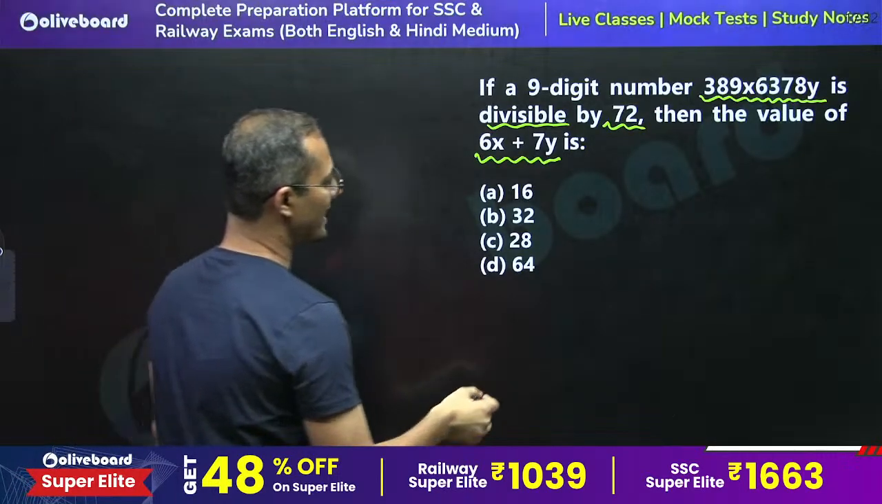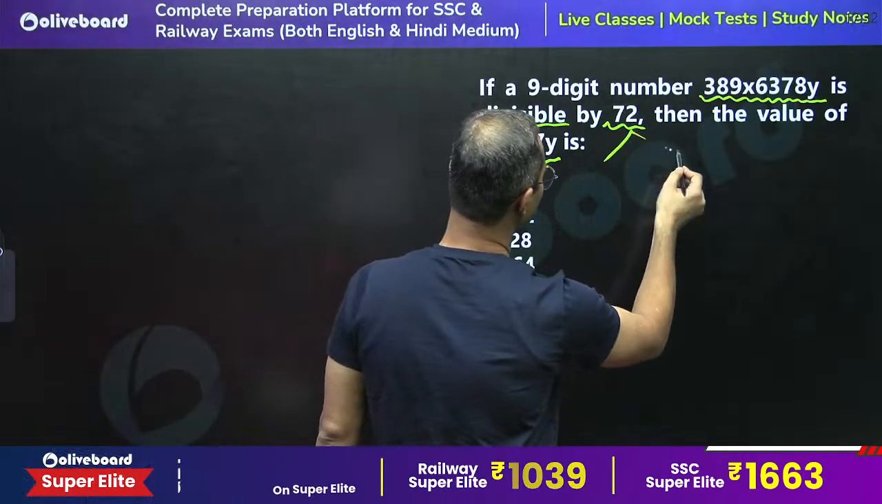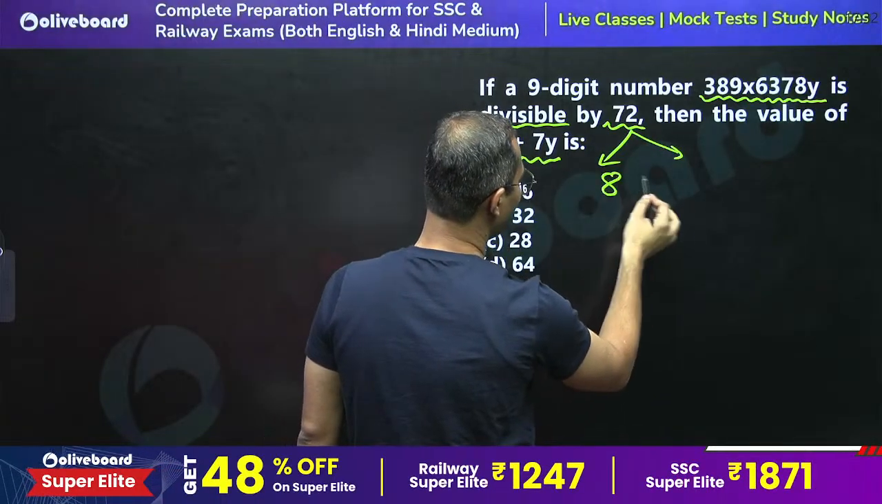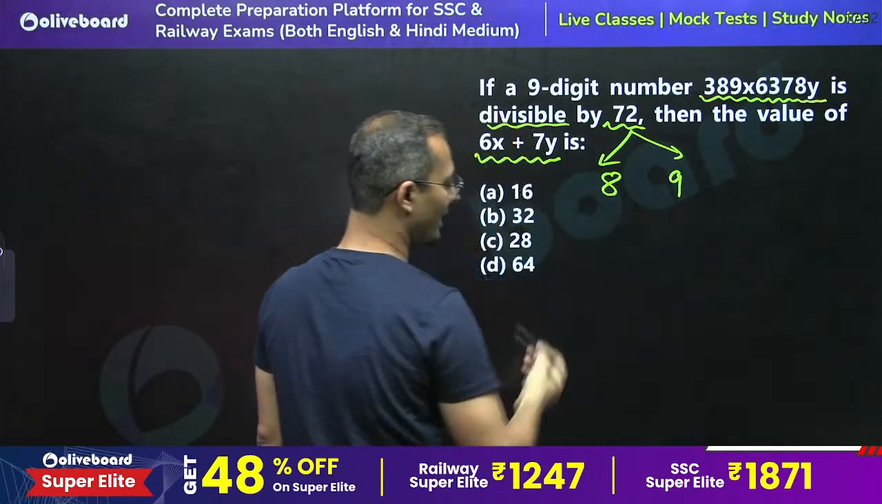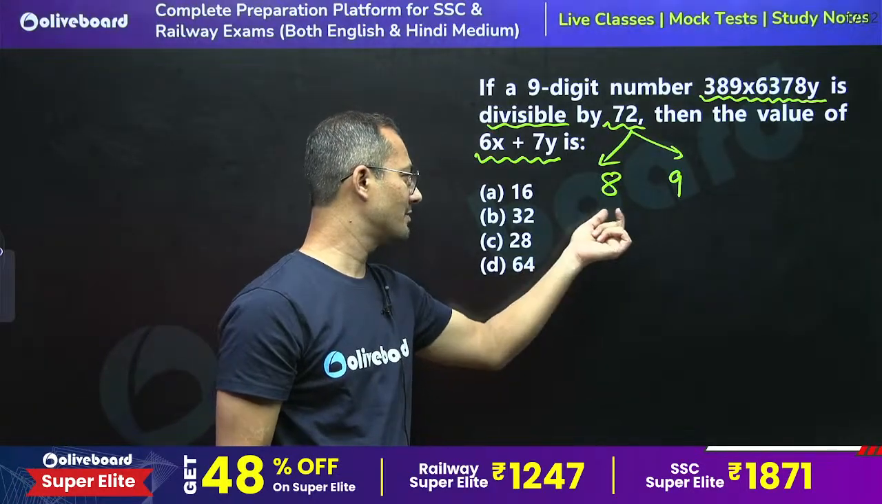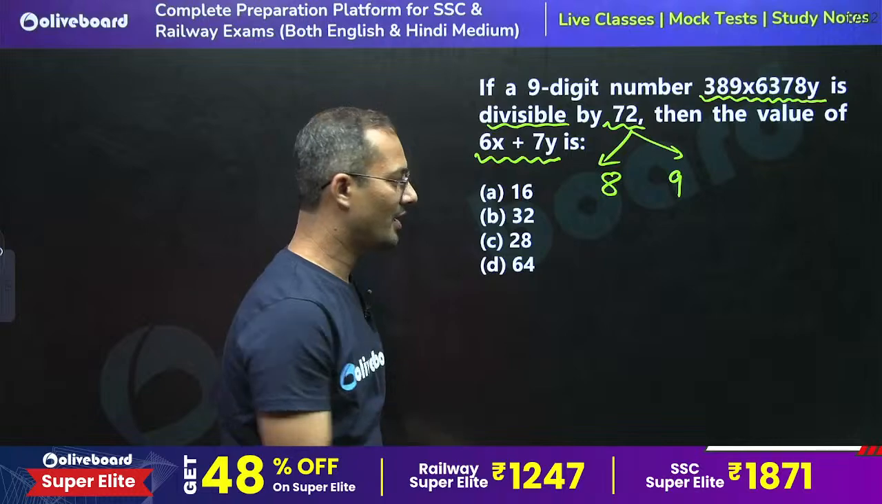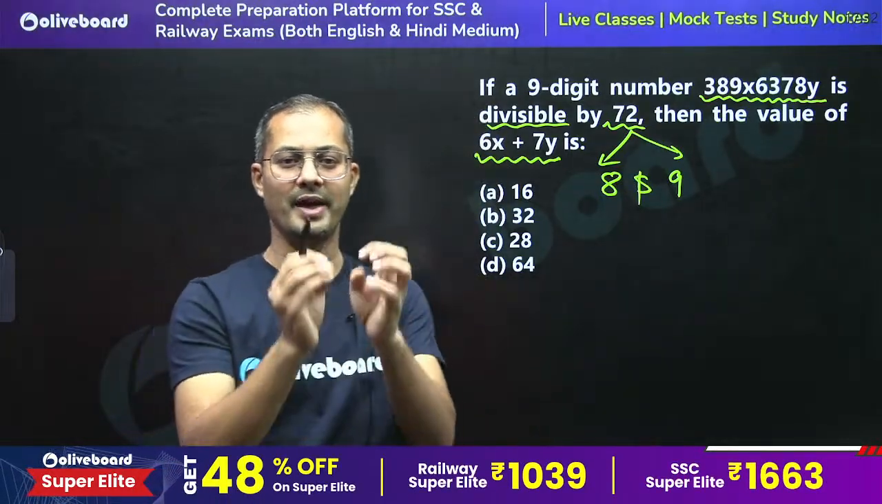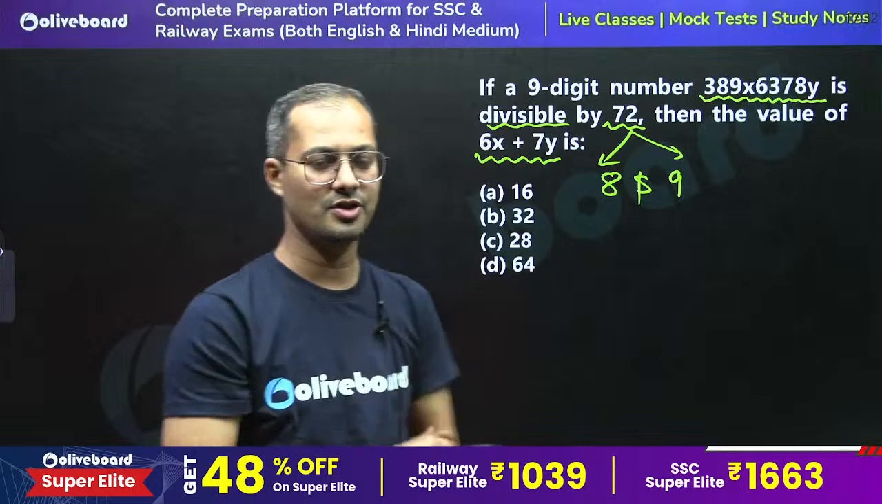See, for checking the divisibility rule for 72, the number must be divisible by 8 and 9. 8 into 9 is 72. If any number is completely divisible by both 8 and 9, that number is going to be divisible by 72. This is for sure, right?